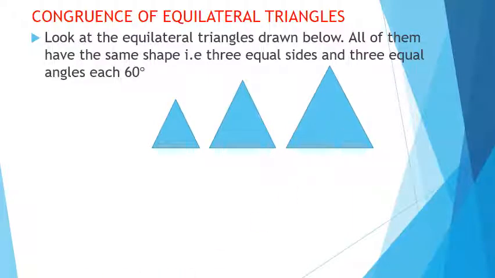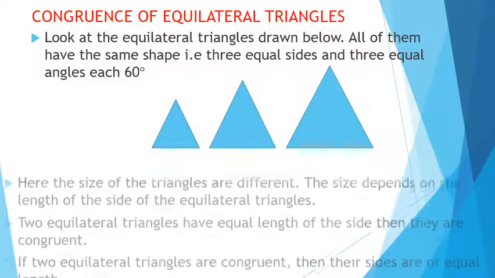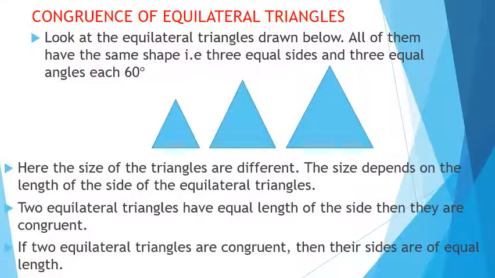But what is the difference between these triangles? Yes, their sizes are different. How are the sizes different? It means the length of side is different. Here it is small, here a little bit bigger, here the greatest out of these. Correct? So we can write here, the sizes of the triangles are different. The size depends upon the length of side of the equilateral triangles.